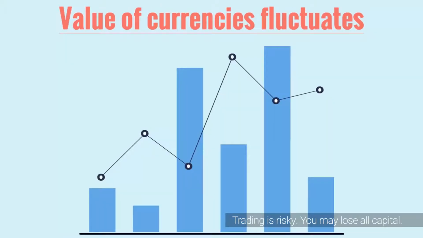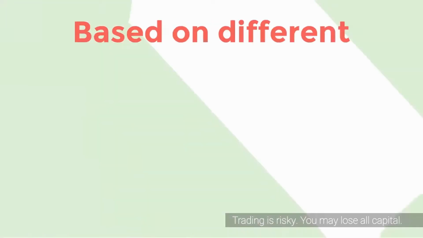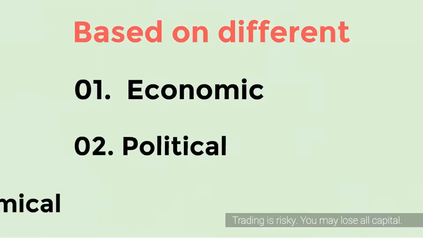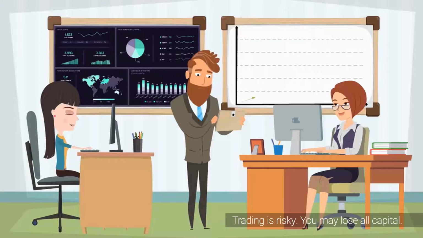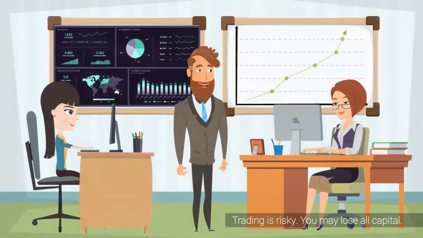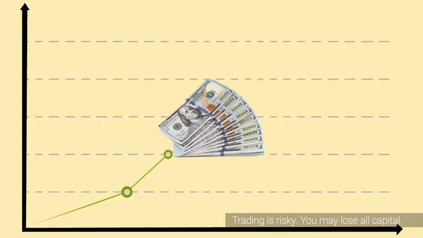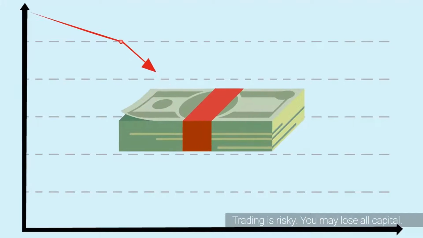Well, the value of currencies fluctuates based on different economic, political, or environmental factors. A forex trader keeps a close eye on these factors, predicts the related effect on the value of a currency, to buy one whose value is likely to increase and sell the one whose value is likely to decrease.